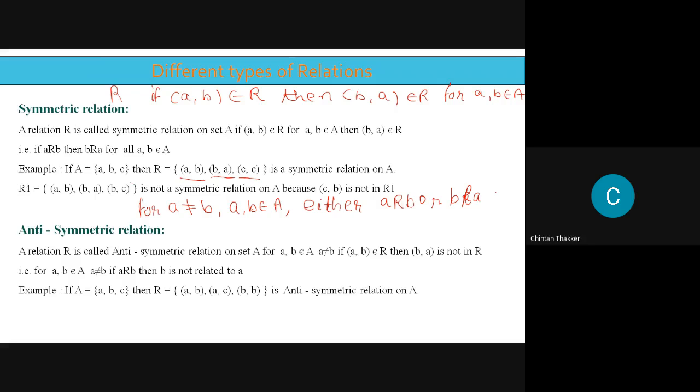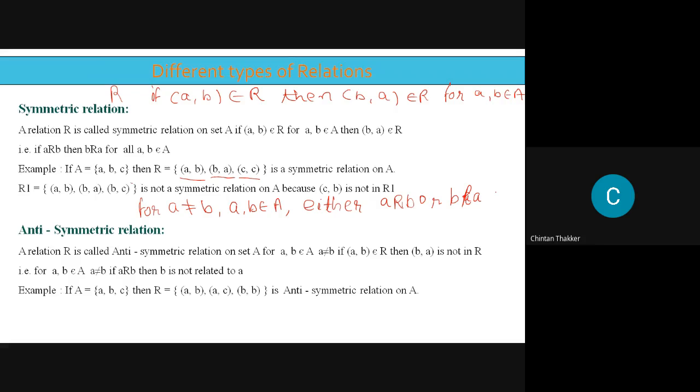See this example here. R will contain elements AD, AC, and BD. Here we have two pairs in which the two elements are not equal. That is, A is not equal to B. The one is A comma B, second is A comma C. Now in A comma B, the reverse pair is B comma A. It is not in R. A comma C, the reverse pair C comma A, is also not in R.